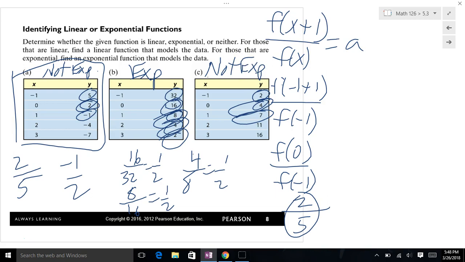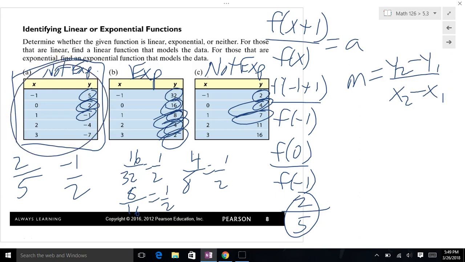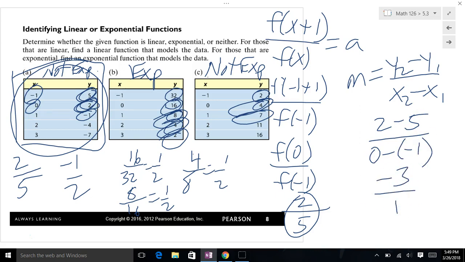So then the question becomes, are either A or C linear at all? Well, if they're linear, then you've got to have a fixed rate of change. In other words, your slope's the same every time: y2 minus y1 over x2 minus x1. So if you go back to here, we're going to go 2 minus 5 over 0 minus the -1. So we got -3 over 1, or -3.